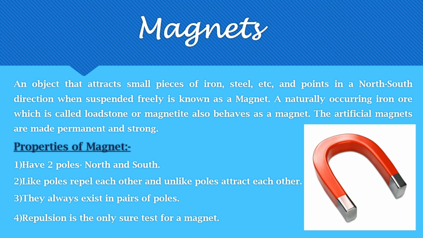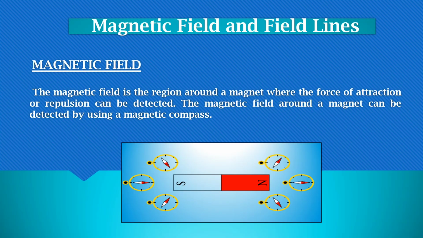So let's see what magnetic fields and field lines are. The magnetic field is the region covered around the magnet. When a magnet is placed, the region around it is the magnetic field. This shows where the force of attraction or repulsion is present. It can be detected using a magnetic compass. Let's see the field lines next.